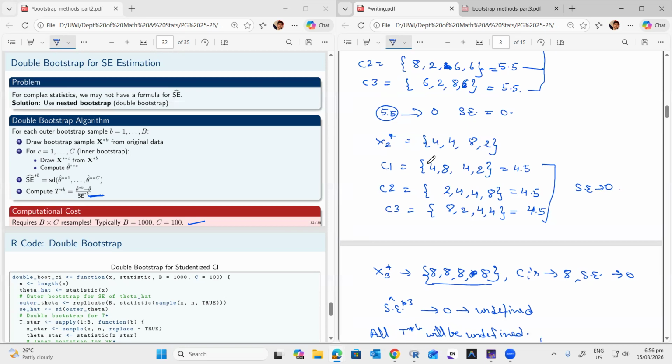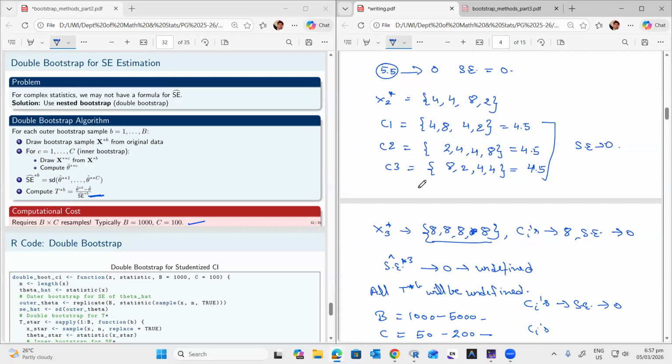So when the standard error is 0, T star will be undefined, and this can happen if the statistic is constant over the inner bootstrap. For example, the mean when the outer sample has all equal values, or the median with small discrete samples. So in that case, what options do we have?